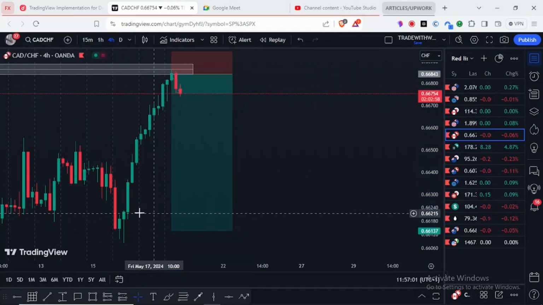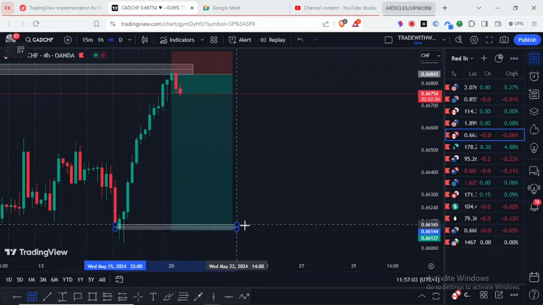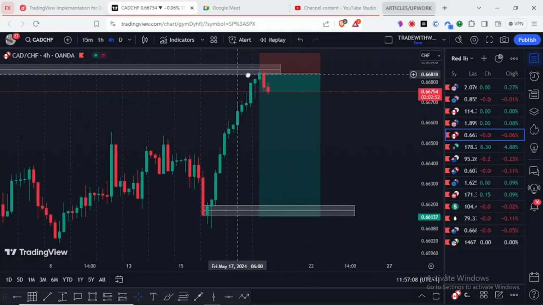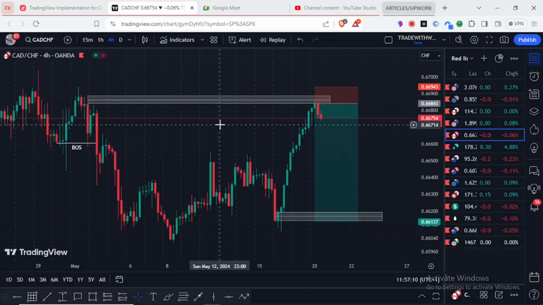Then your next tip will be here, right? That is the next demand zone. So wait for confirmation over here. Don't just enter because price has dropped. Don't just enter. Wait for confirmation.